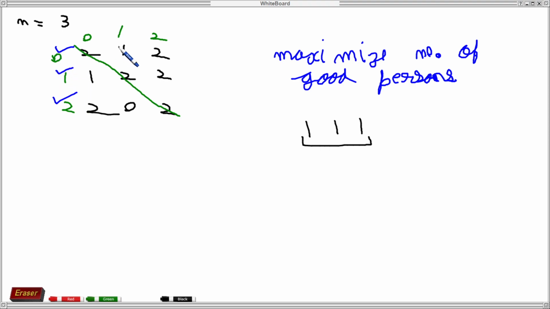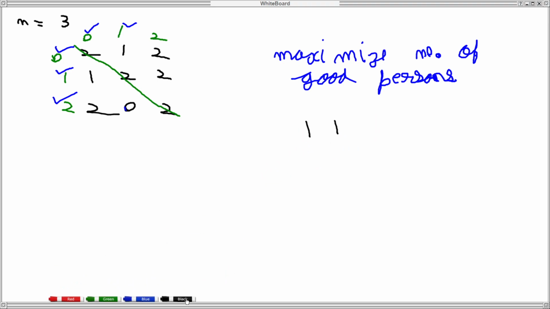If the zeroth person is saying that the first person is good, and we have already assumed that the first person is good, so it is fine. After that, it is not making any comment about person 2. Now person 1 is saying that person 0 is good, and we have already assumed 0 to be good, so it is all fine. Now the second person is saying that the first person is bad, but we have already assumed the first to be good. So there is a contradiction and we cannot take the second person as good.